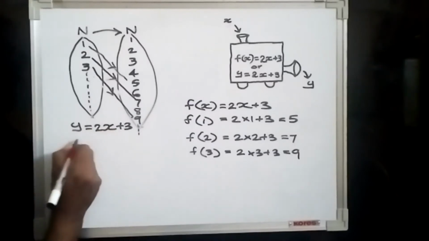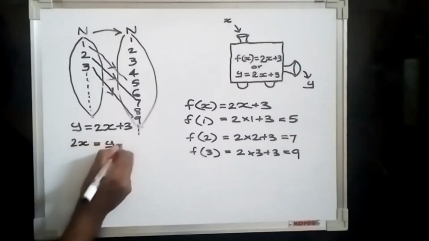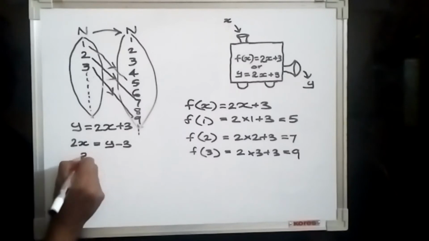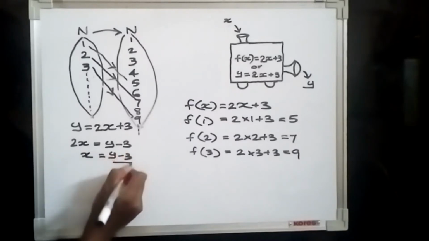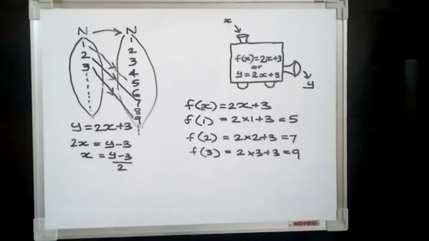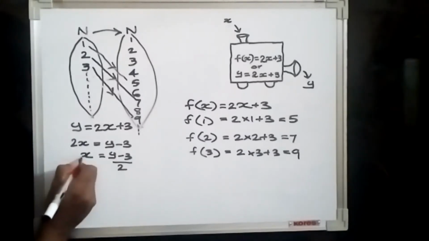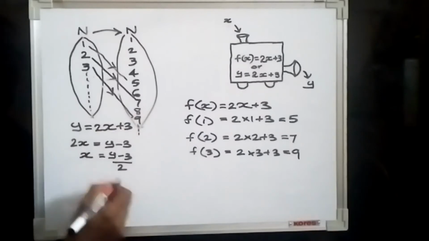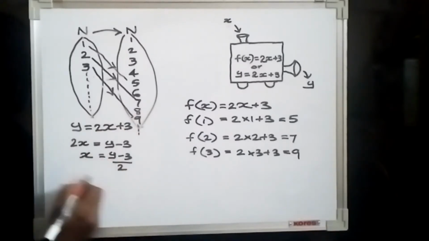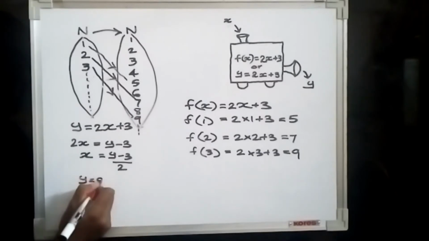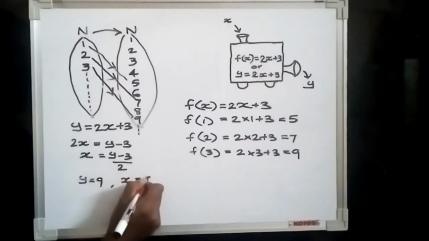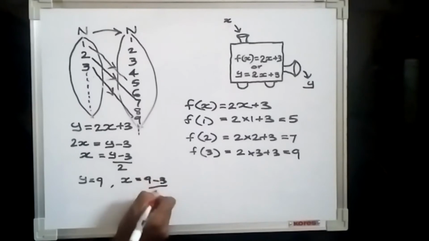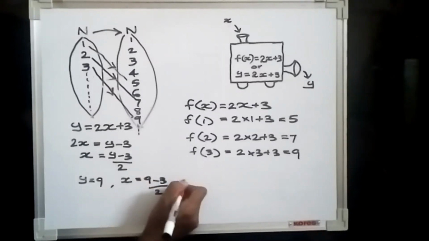Yes. We have 2x equal to y minus 3, or x equal to (y minus 3) divided by 2. That is, when the output is 9, we put y equal to 9. If y equal to 9, then the input is given by x equal to (9 minus 3) divided by 2, that equal to 6 by 2 equal to 3.